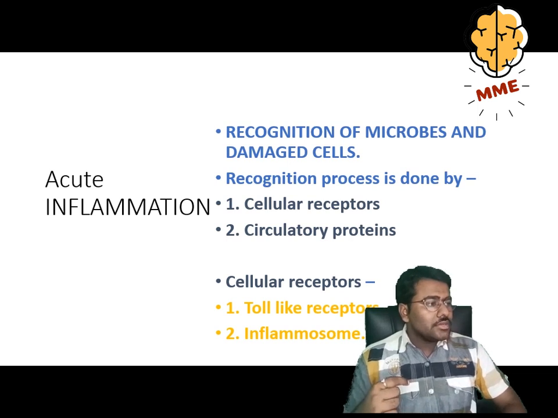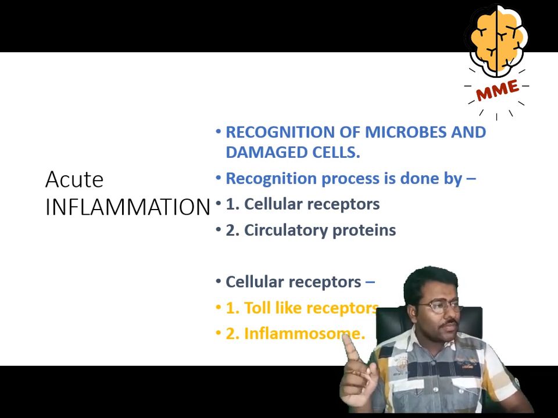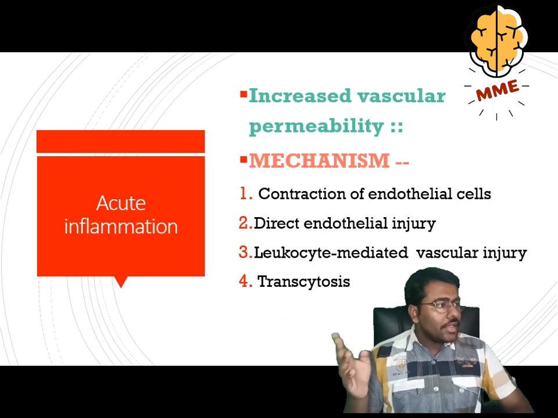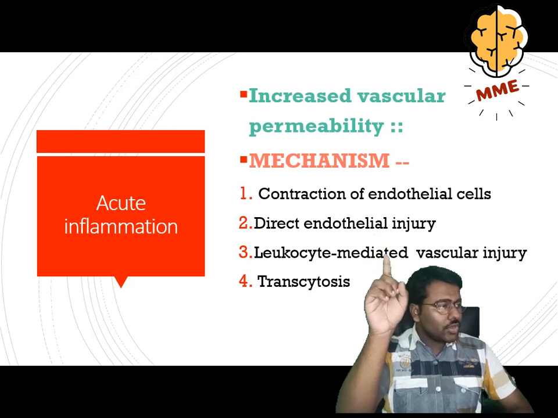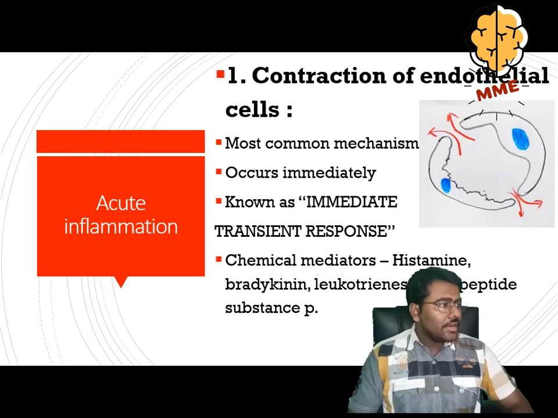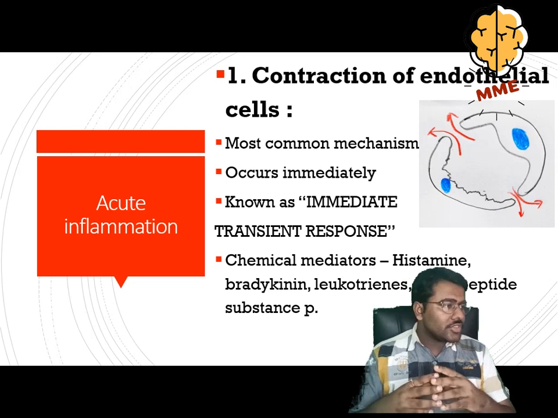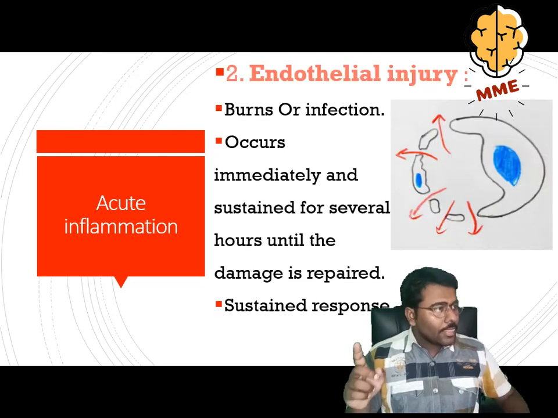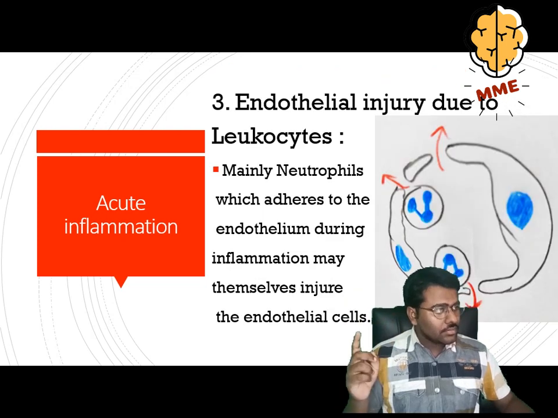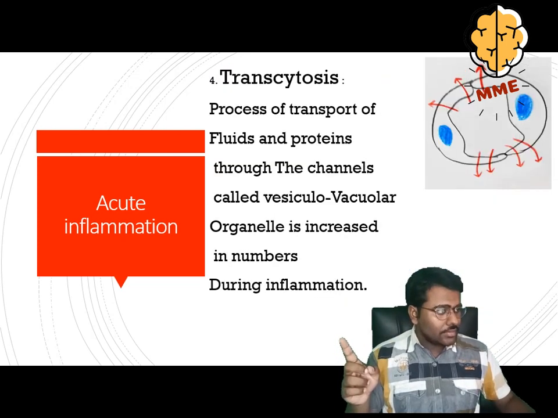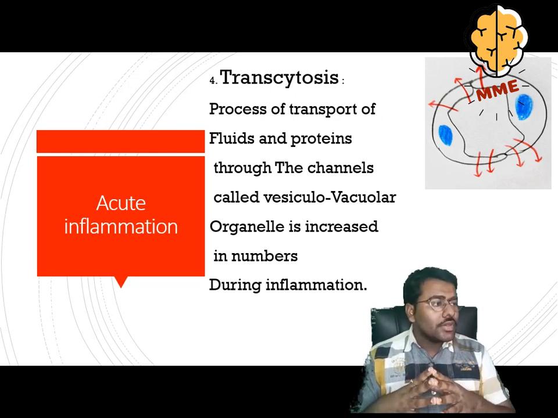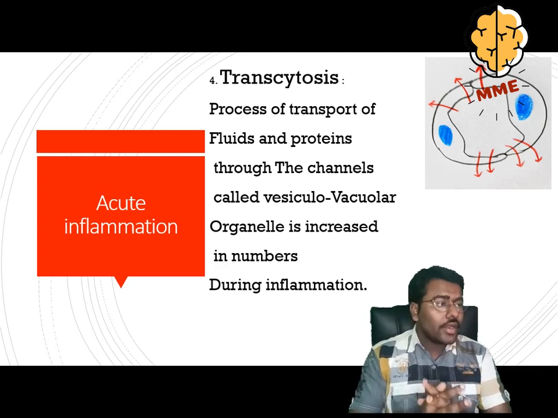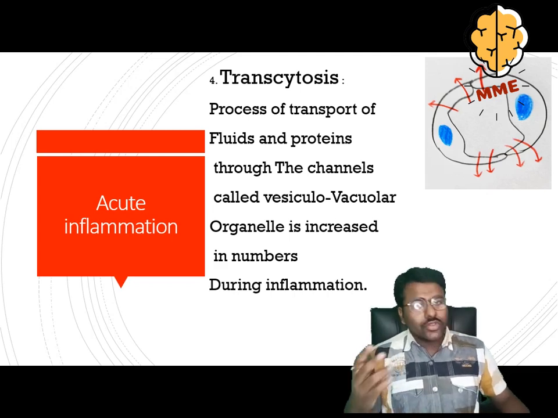First of all, the cellular receptors are toll-like receptors and inflammasome. Secondly, vascular permeability is increased by contraction of the endothelium cells, then the direct injury of the endothelium cells, then the leukocyte-mediated vascular injury, and then the transcytosis. Next, the contraction of the endothelium is actually by the chemical mediators. Endothelium injury is by the burns. Endothelial injury is also due to leukocytes. And transcytosis is the process of the transport of the fluid and the protein through the channels called vesicular organelles. Okay? So these are the 3 questions.